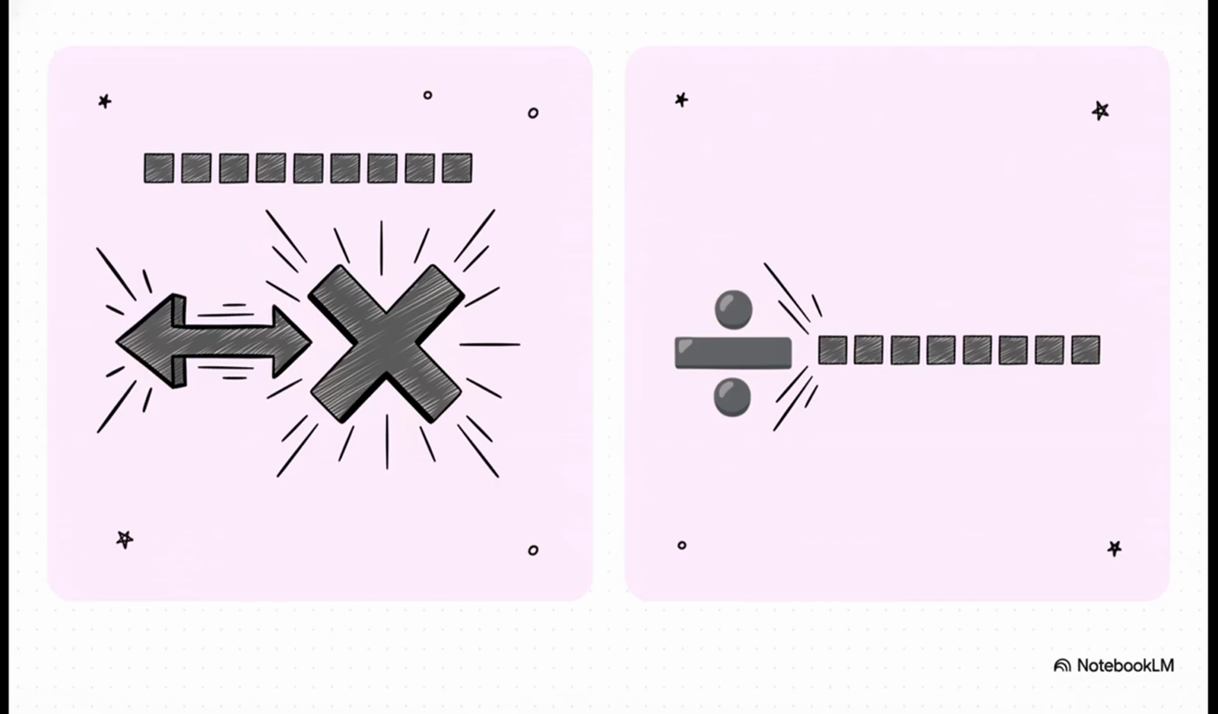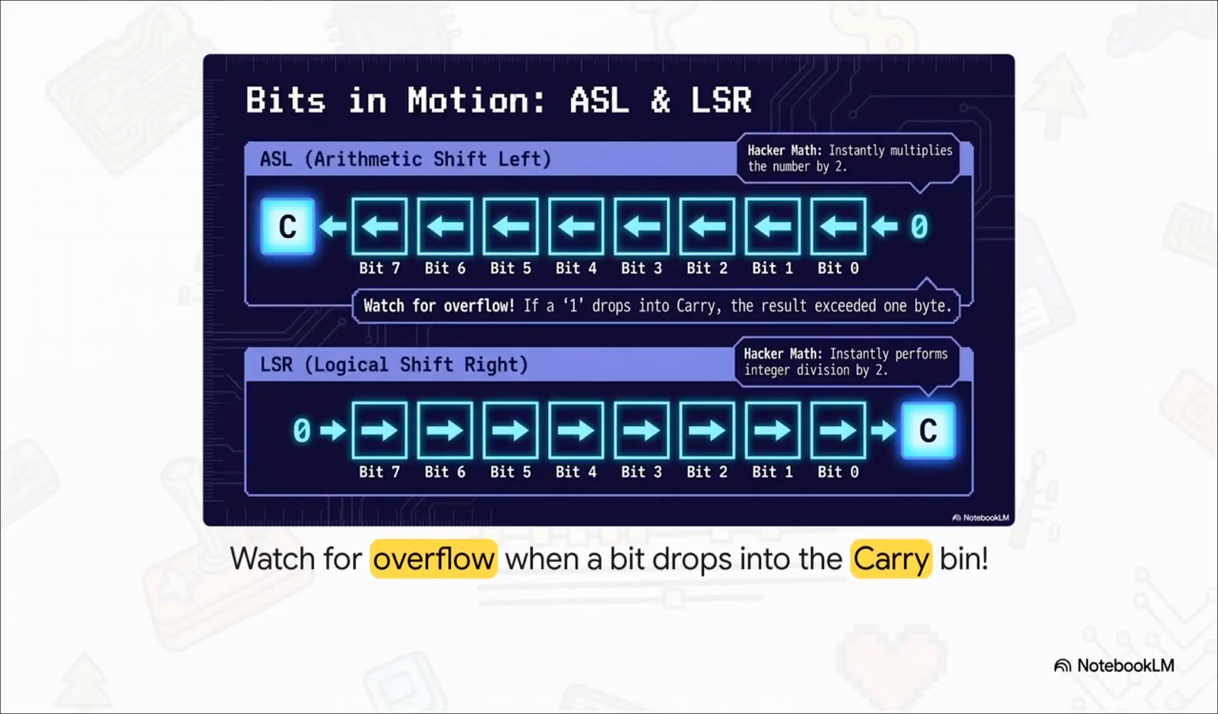It is incredibly fast math, and the best part is you're not relying on any complex, super slow division algorithms. Let's just trace the journey of a bit for a second and watch really closely for overflow here. During an ASL, everything shifts left. If a 1 happens to be sitting in that final slot, bit 7, and it drops into the carry bin, well, your result just exceeded a single byte. It is now larger than 255. Anticipating this exact overflow, that is exactly what separates the beginners from true hardware masters.